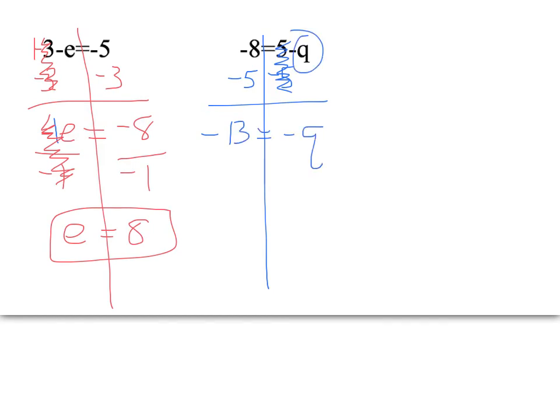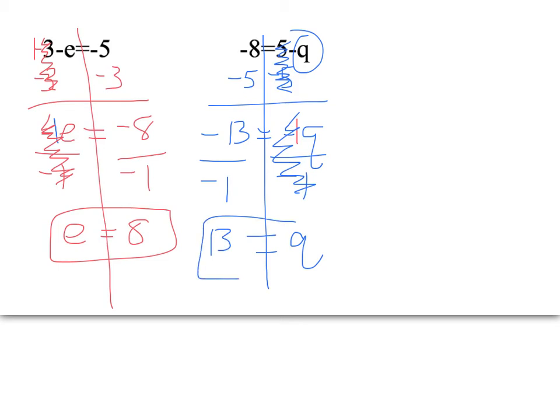Again, you cannot get rid of that negative until you divide. Again, a negative q is the same as negative 1 times q. The opposite of times is divide. So if you divide both sides by negative 1, that will leave you with a positive q and a positive 13, which is what you wanted.